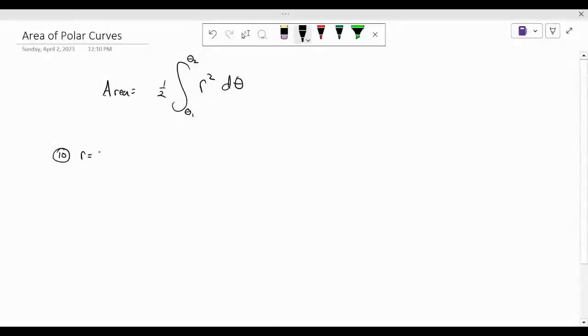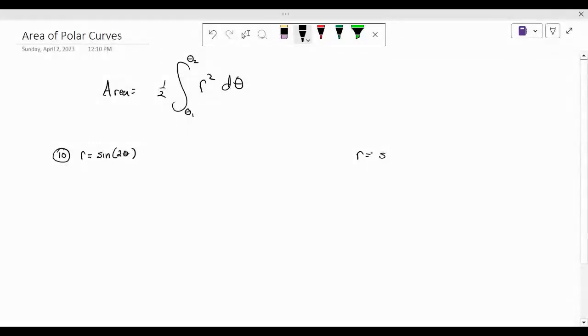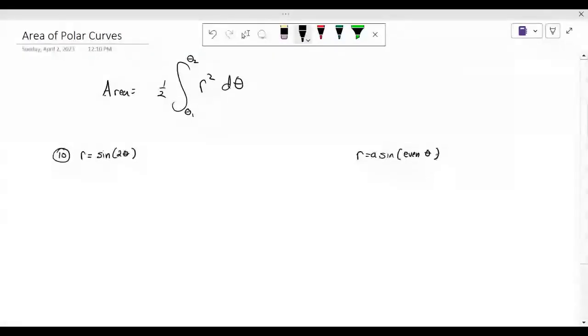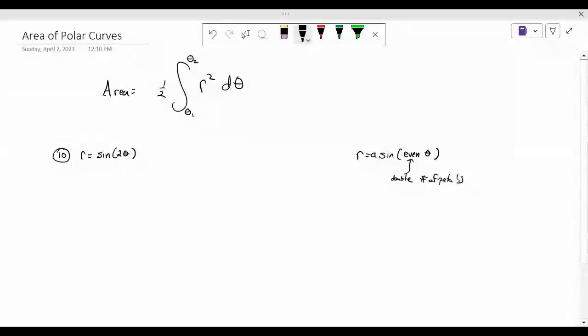Does anybody know, if you have a rose curve that has sine and you have 2 theta, right? So that's an example of some amplitude and then sine of an even integer times theta. Does anybody know how many petals that rose curve has? It would have double the number of petals when this is even. So for example, this curve would have 4 petals.